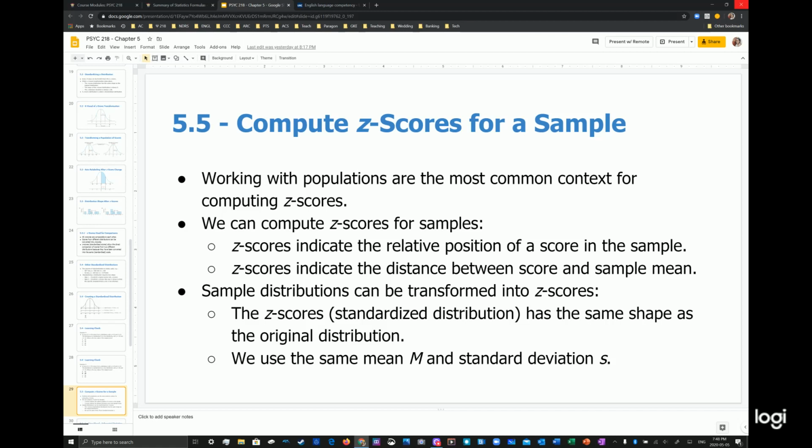So here's the last bit. Can we compute z-scores for a sample? Well, we could, but we need some things. Working from populations is the most common context for computing z-scores, which is why I've repeated more than once that most of the time, when you're working with z-scores, you're going to work with population distributions because you're working with parameters, namely mu, the population mean, and sigma, the population standard deviation. Still, you can get z-scores for samples.